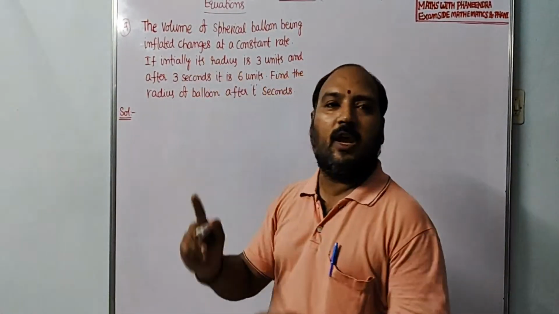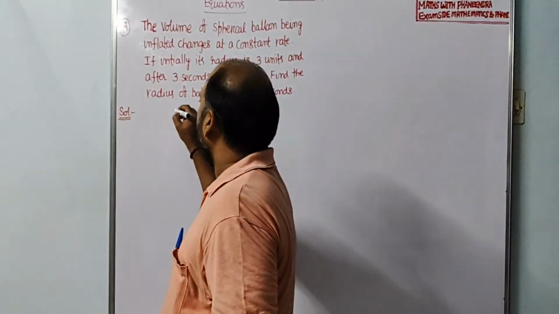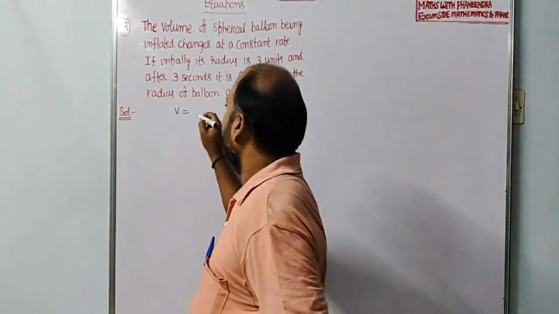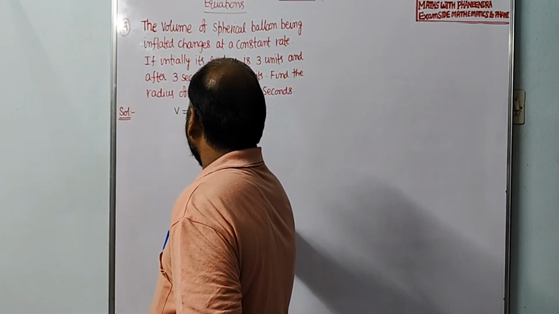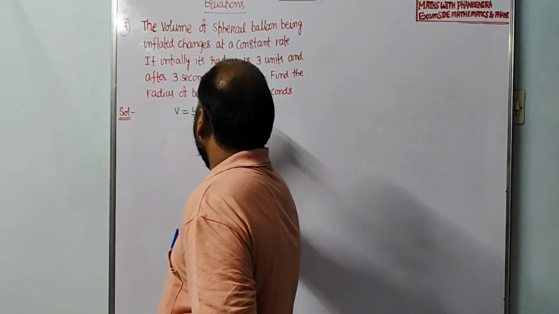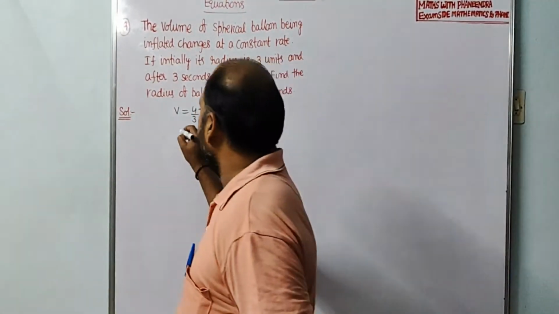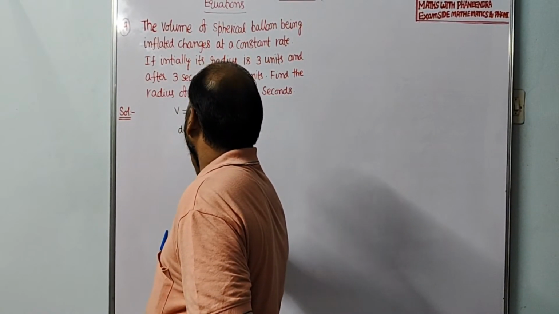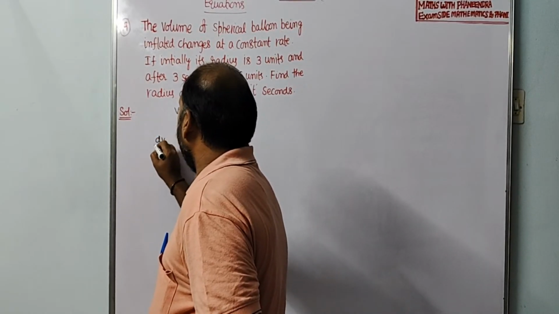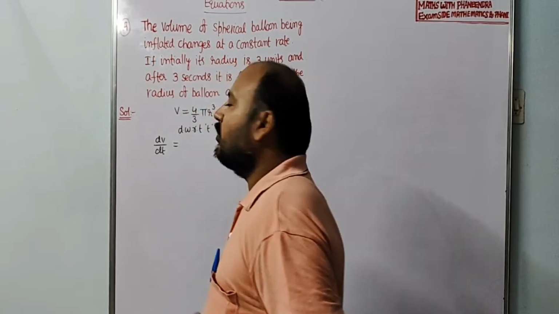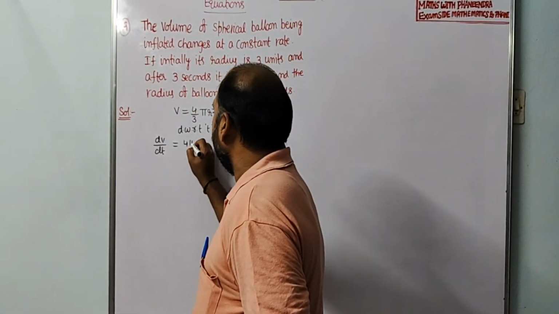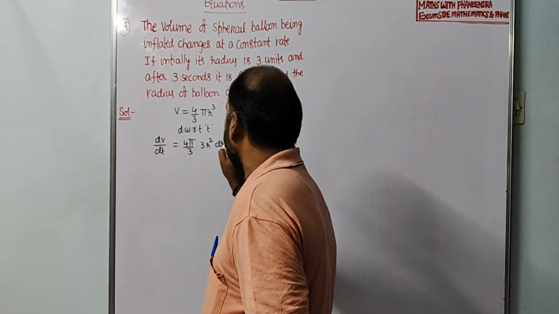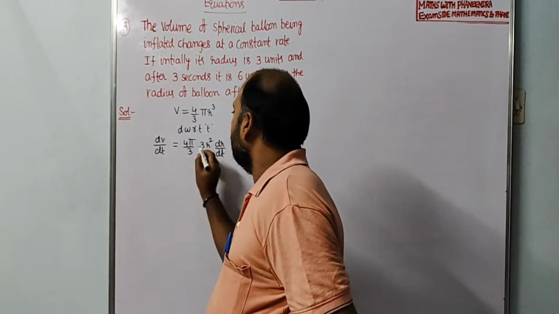So the volume of the spherical balloon, indirectly we are taking the balloon as a sphere, so V equals 4 by 3 pi R cube. Differentiate with respect to t. So dV by dt is equal to 4 pi by 3, which is constant. The derivative of R cube is 3R square, and again the derivative of R is dr by dt. So the 3 gets cancelled.